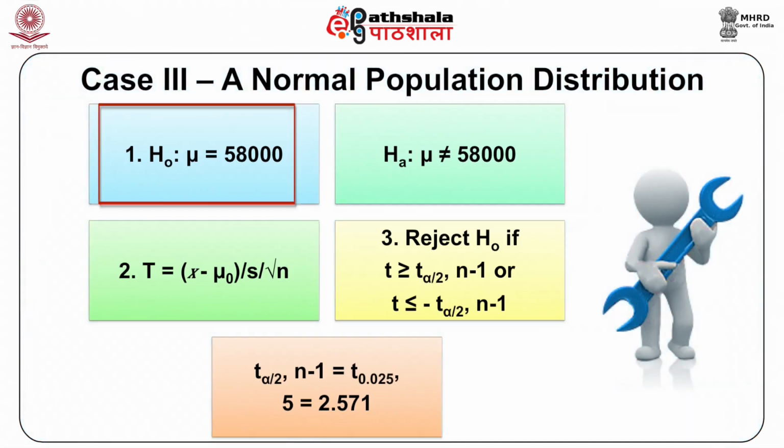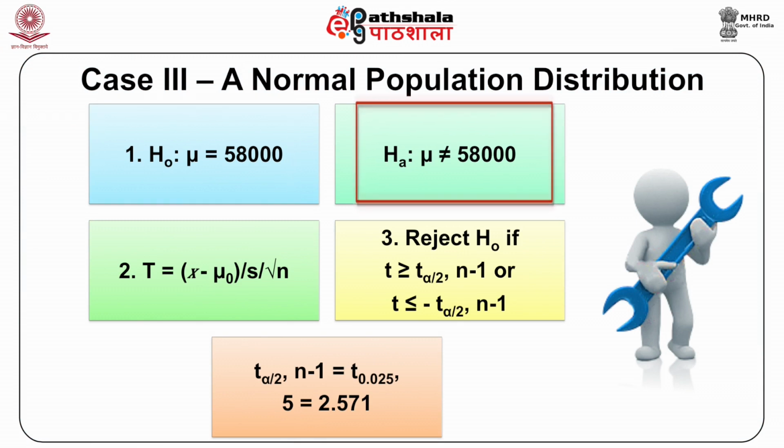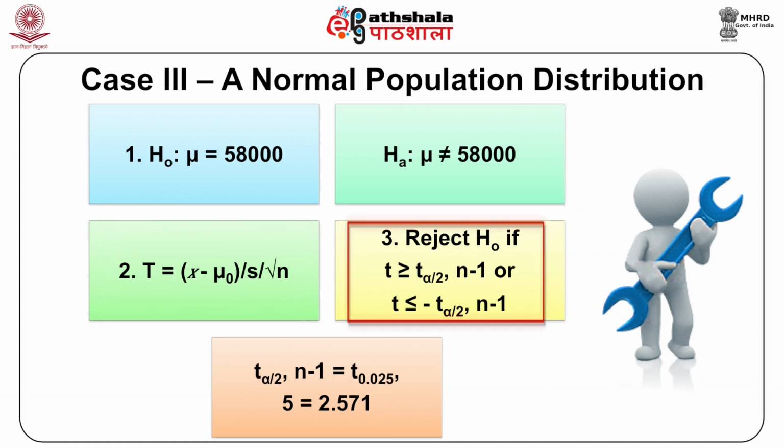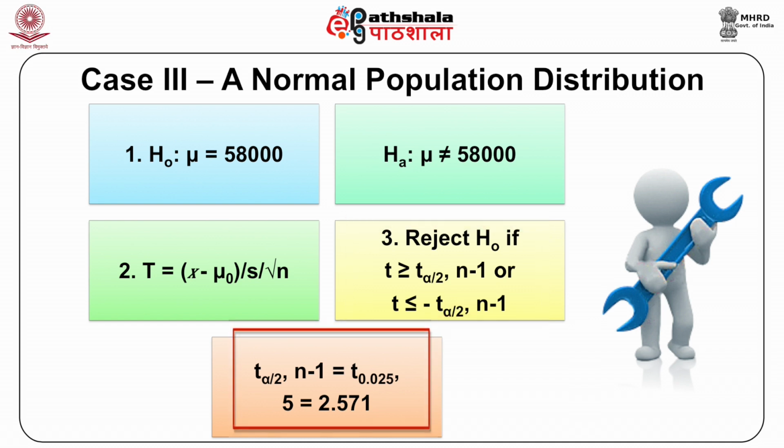Solution. 1. H0: mu is equal to 58000. Ha: mu is not equal to 58000. Second, T is equal to x bar minus mu 0 divided by S divided by root n. Reject H0 if T is greater than t alpha by 2, comma n minus 1, or minus t alpha by 2, n minus 1 is greater than or equal to T. t alpha by 2, comma n minus 1 is equal to t 0.025, comma 5 is equal to 2.571.